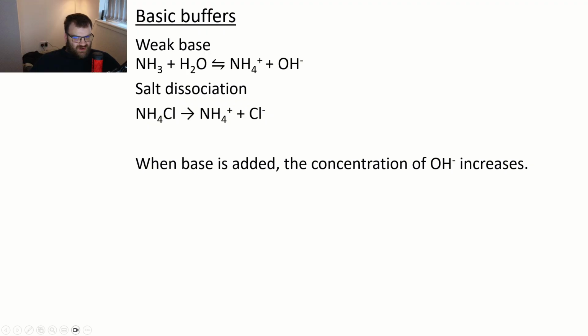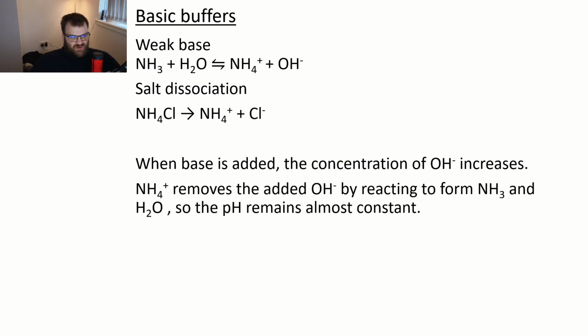Right, so what's going to happen? When we add base, the concentration of OH negative is going to increase. If we have an increase on the right, the equilibrium will shift to the left. We're going to make more of the weak base. That's going to bring back down the concentration of OH minus, preventing a pH change with small volumes of it. That's going to keep your pH basically constant.